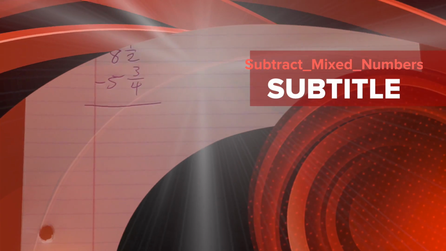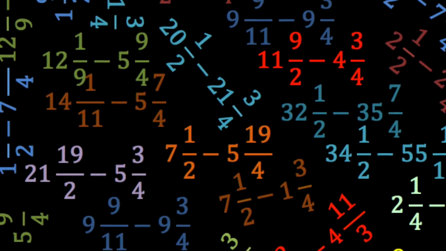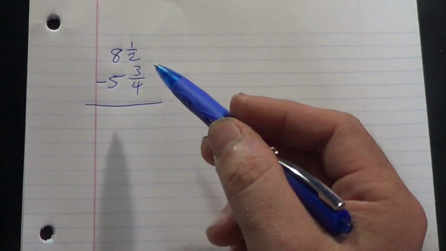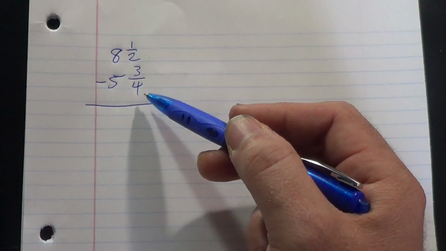Now I'm going to do this by using two different methods. We're going to end up with getting the same answer, of course, but I'm going to show you that way you guys can get the option of whichever way works best for you. So let's take a look here. I got 8 1/2 minus 5 3/4.